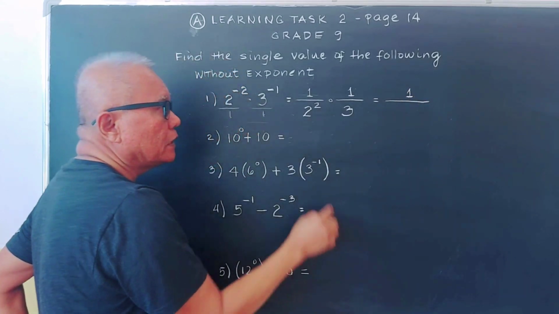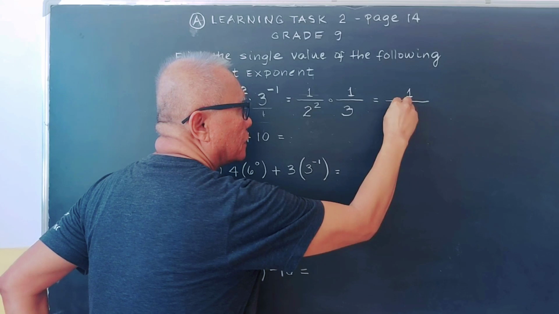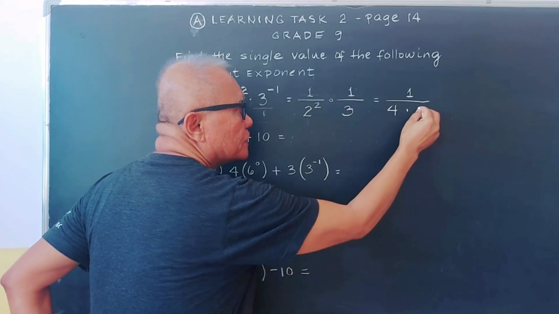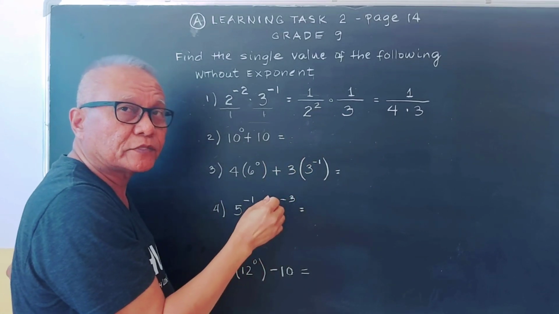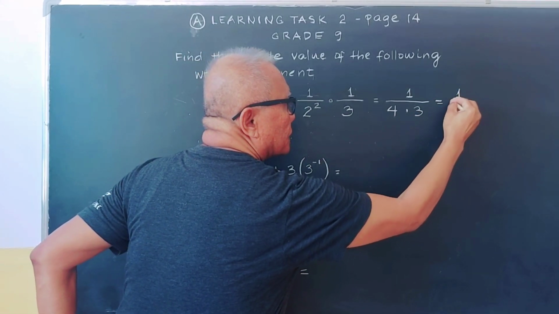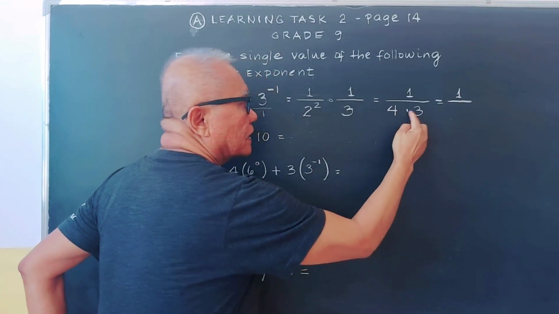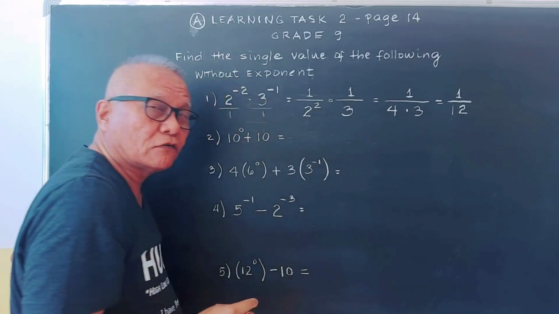Pag-isahin na natin yung 1. 2 times 2 is 4. Times, yung 3. Bali yan ay 1/4 times 1/3. So, final answer is 4 times 3. So we have 1/12.